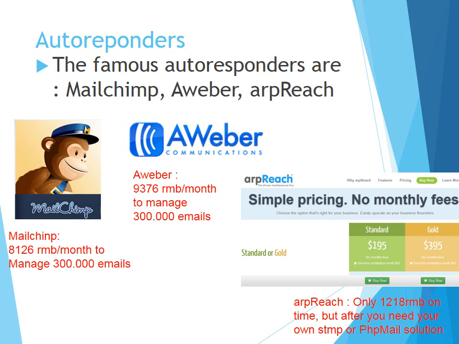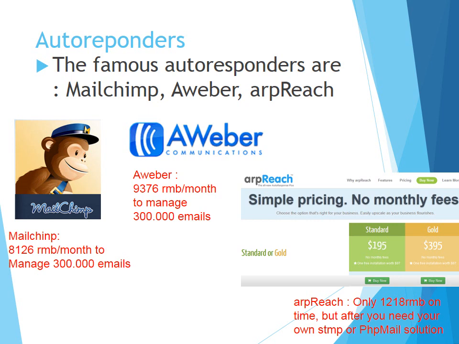There is Aweber, which is very similar to MailChimp, and also very expensive, more expensive than MailChimp, but it's the second most famous. It's 9,376 RMB per month for 300,000 emails to send. There is another one, cheaper, ARPReach, and ARPReach is much cheaper.